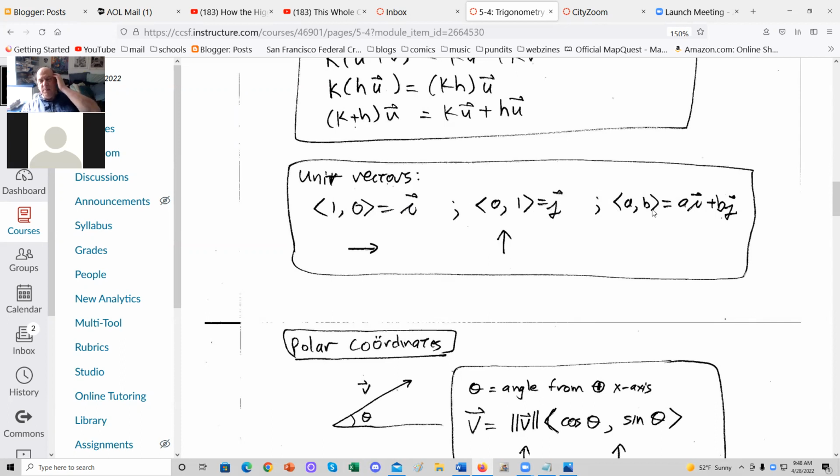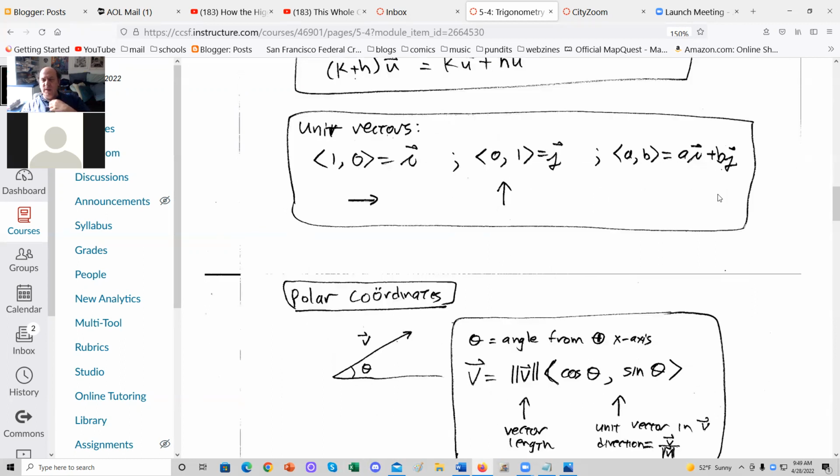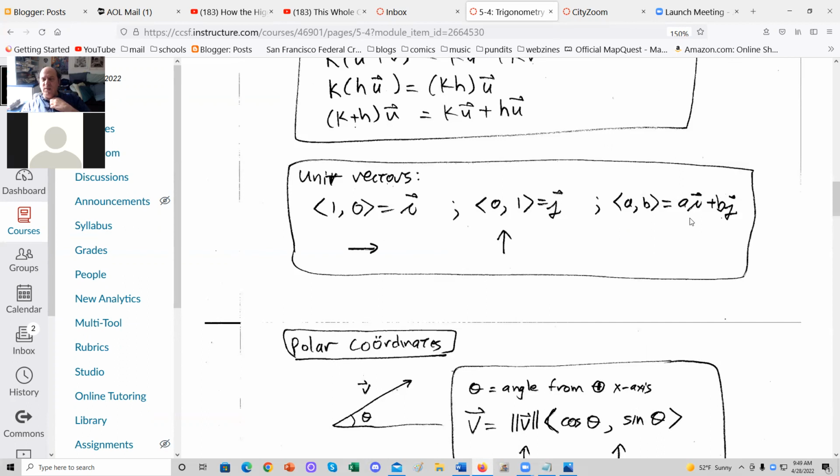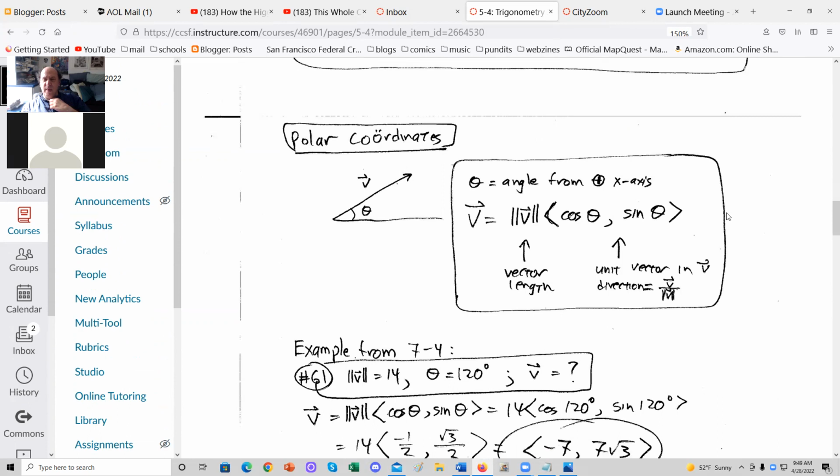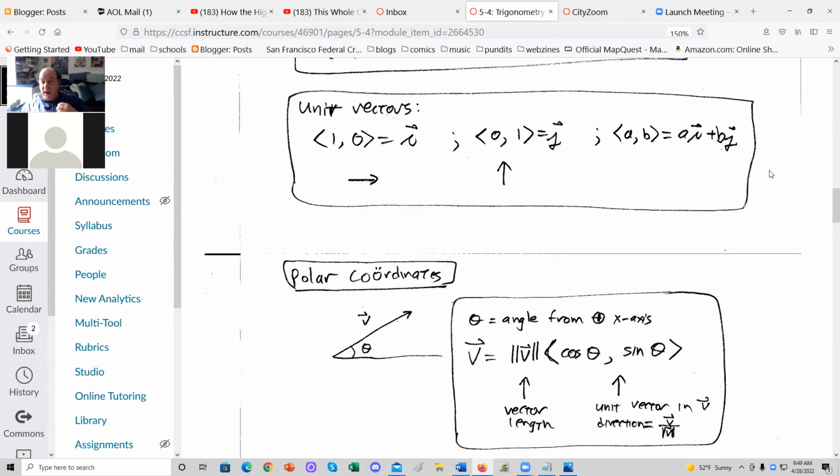And if you have a by b, then it's easy enough to prove that it equals ai plus bj. You break it into a by 0 plus 0 by b, and that first one is a times i, the second one is b times j. So you can write any vector in terms of a combination of i and j vectors. And that is, of course, rectangular coordinates for vectors.